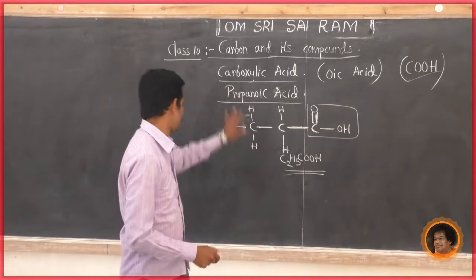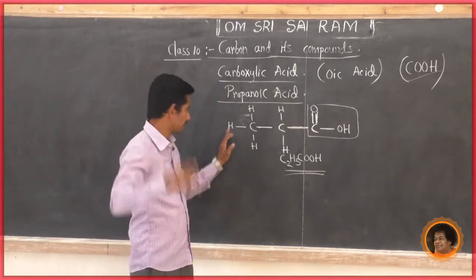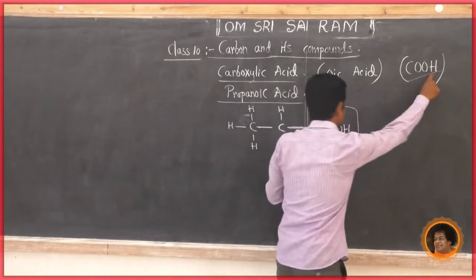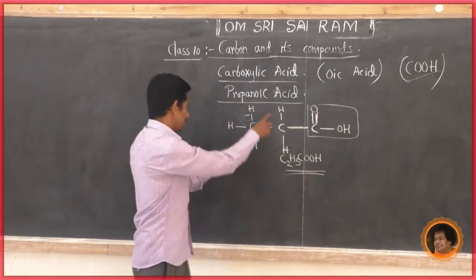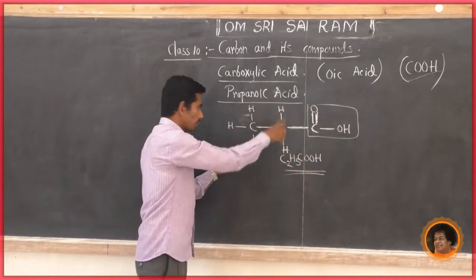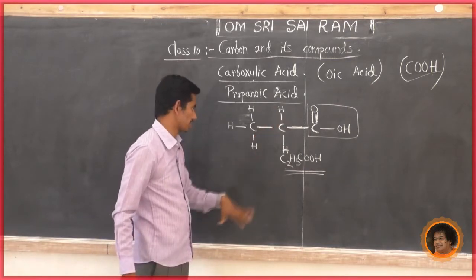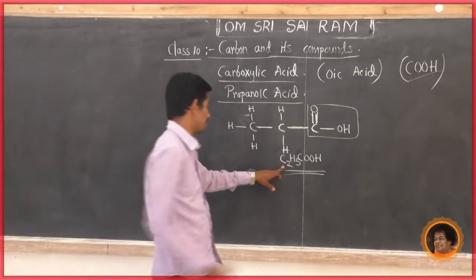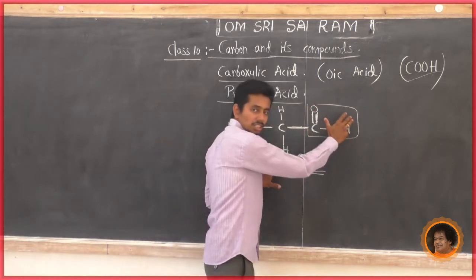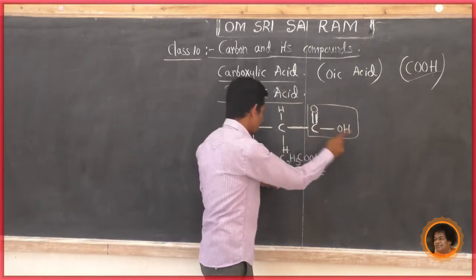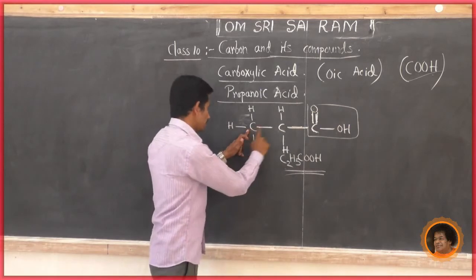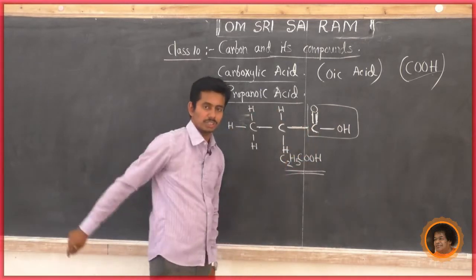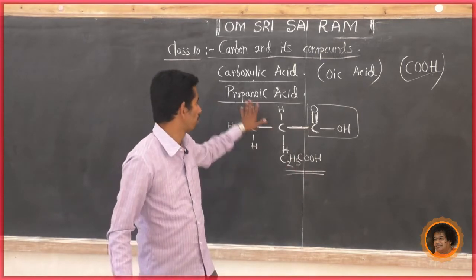Very simple. Propanoic acid means carbon 3, so 3 carbons. After that you write the functional group COOH, then the 4 bonds with hydrogen. So this is the structure. Using this structure you can write the molecular formula. First condition: write the functional group first, that is COOH. Then how many carbons are left? C2. Then 1, 2, 3, 4, 5. C2H5COOH is the molecular formula of propanoic acid.